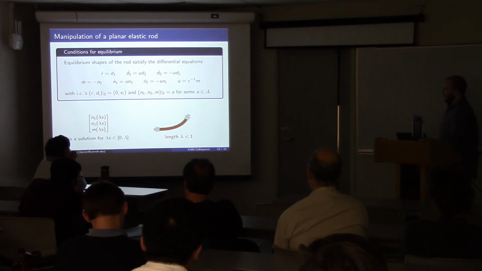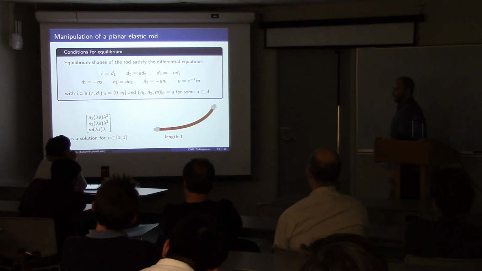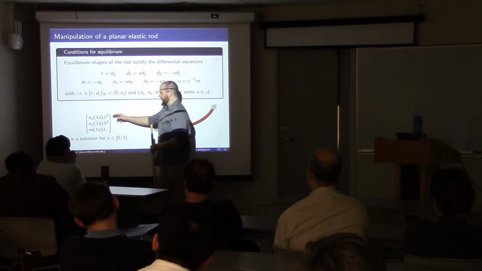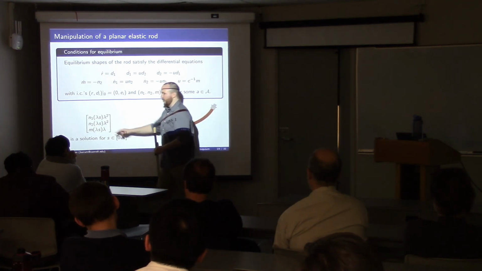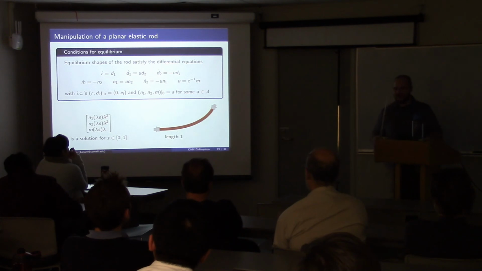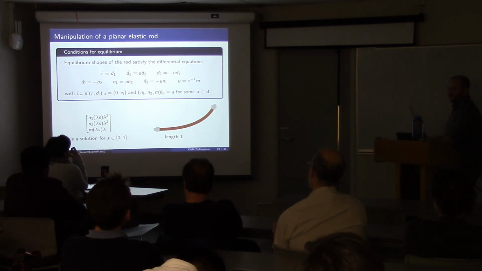We remove what's at the end, dilate it so the length goes back to 1. When we do that dilation, that corresponds to multiplying the forces by lambda squared and the moment by lambda. So this is kind of like the Buckingham pi theorem, right? This is all just non-dimensionalization. We're looking at how the forces and torques scale as we scale a shape.